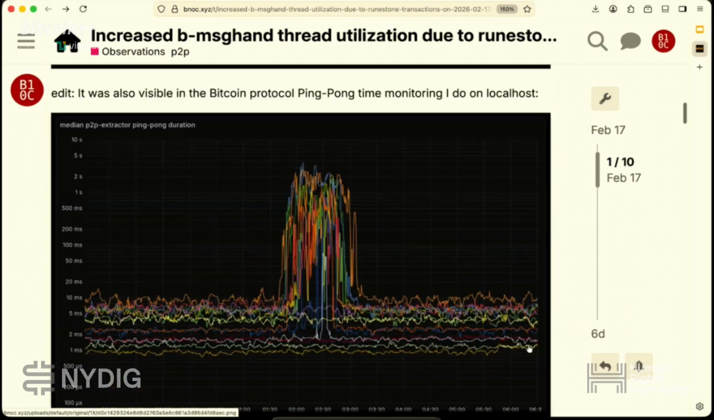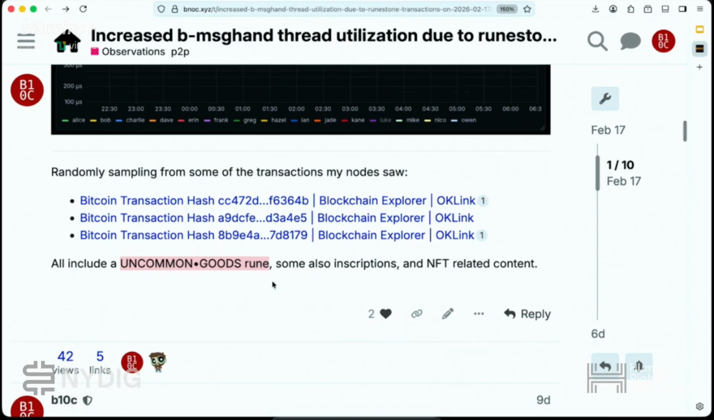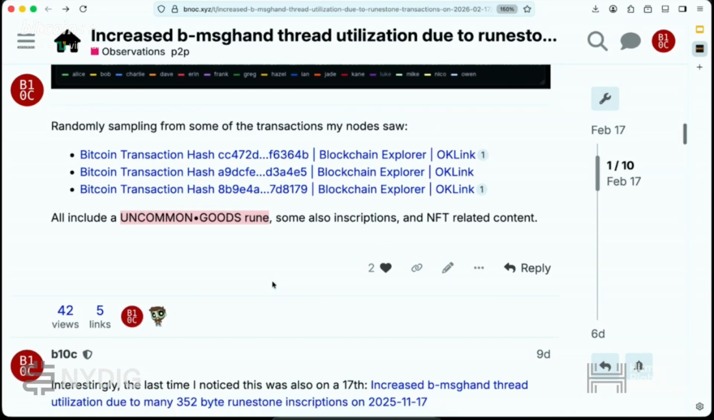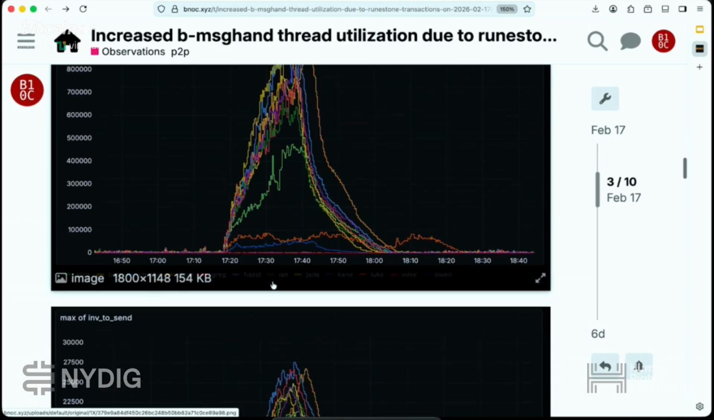And then looking at some of the transactions, it actually turns out there is like this uncommon goods rune thing going on. So a bunch of these runes are being broadcast at the same time. I'm not too familiar with this. I'm not too sure why they are being broadcast at this time. Maybe there is something like, I don't know, to gain from broadcasting them as fast as possible.